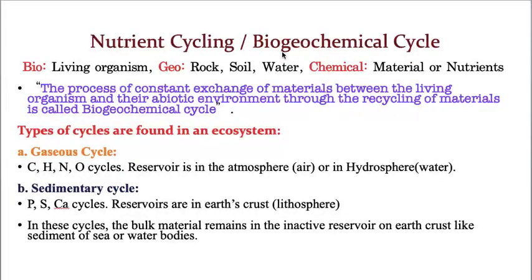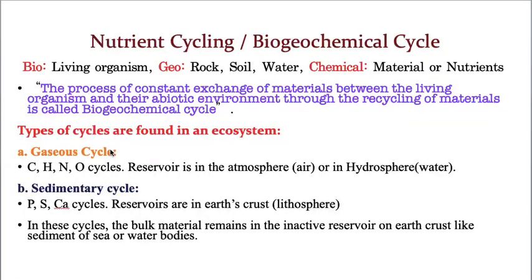Now let us take what are the types of this nutrient cycle. There are actually two types of nutrient cycles. The first one is gaseous cycle, and the next one is sedentary cycle. First of all we'll know the meaning of the gaseous and sedentary cycles, and then we'll take the examples. In gaseous cycle, the reservoir is atmosphere or hydrosphere. So the nutrient cycle in which the atmosphere or hydrosphere is acting as the source, that means reservoir, all these particular cycles are called as gaseous cycle.